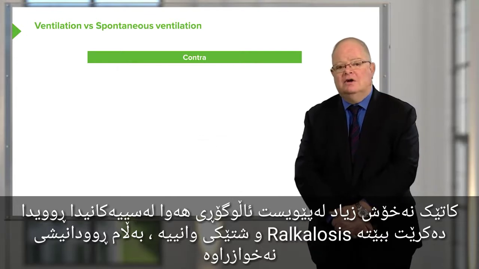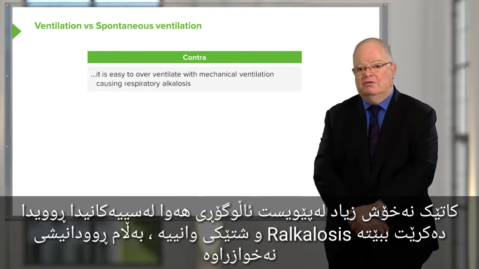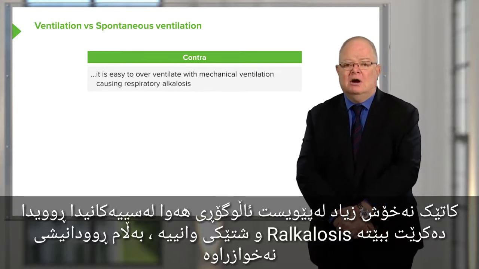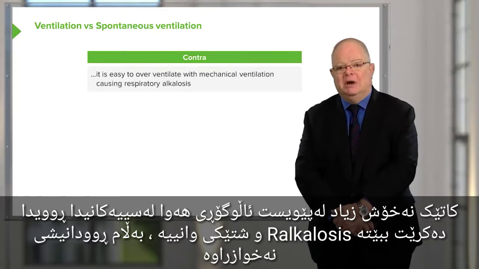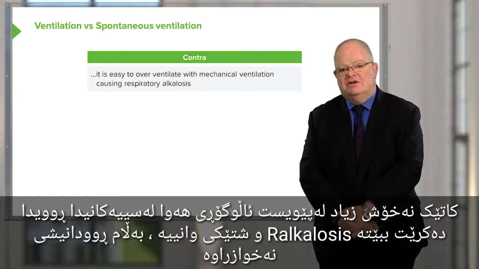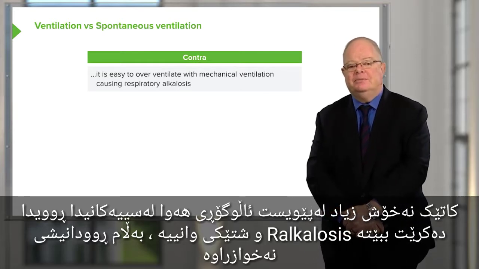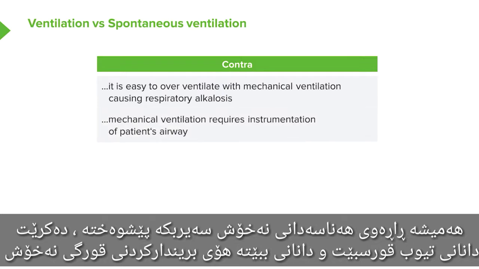Some of the cons of managing ventilation with a ventilator are it's very easy to overventilate the patient. And this can cause a decrease in carbon dioxide in the blood, which causes a condition known as respiratory alkalosis. This, again, is generally not terribly important, but it's not something you want to allow to exist for any extended period of time. In addition, if you're going to mechanically ventilate a patient, you must instrument their airway.